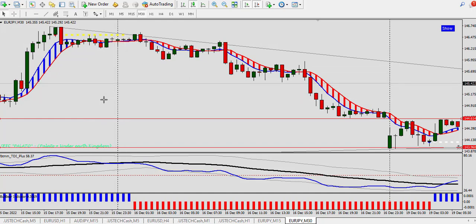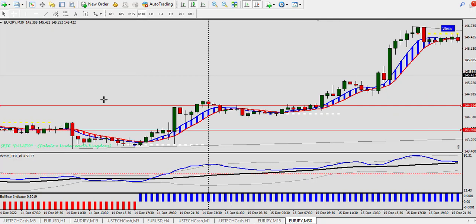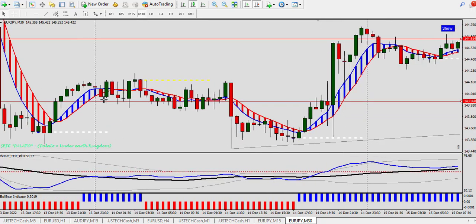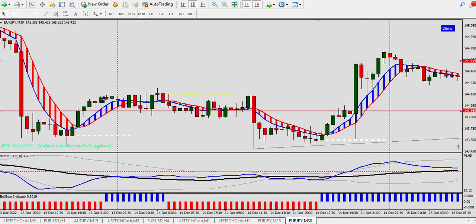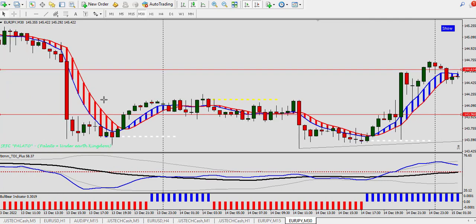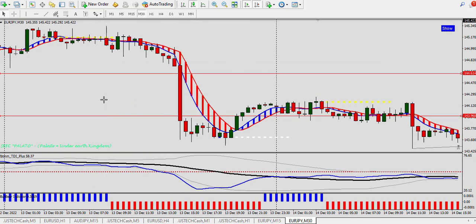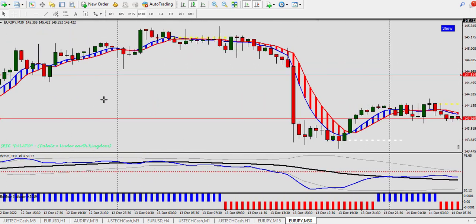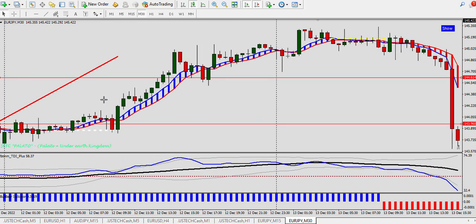So this is how we use this particular strategy. It is accurate once you allow all the indicators to be in agreement. Once all the indicators are in agreement, you can place your trade. So this is how to use this particular strategy.